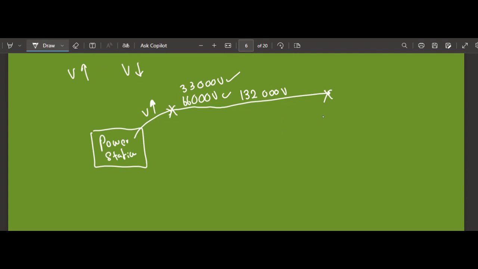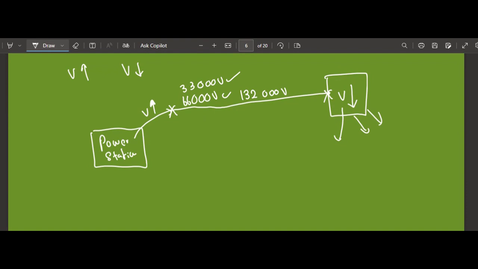Now once it reaches the town where it needs to be distributed, the voltage has to be reduced. That voltage reduction is also done by another transformer. These are the ones we see on the road. The transformers we see on the roads are used to reduce the voltage.